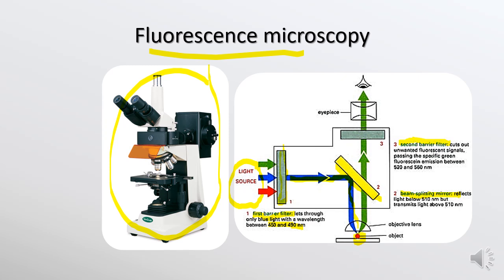And then that green light will go into the second barrier filter, whose function is to filter out the unnecessary noise which comes from the fluorescence, and allow only 520 to 560 nanometer green light to pass through. And then it will go into the eyepiece, and from the eyepiece you can see the green light.